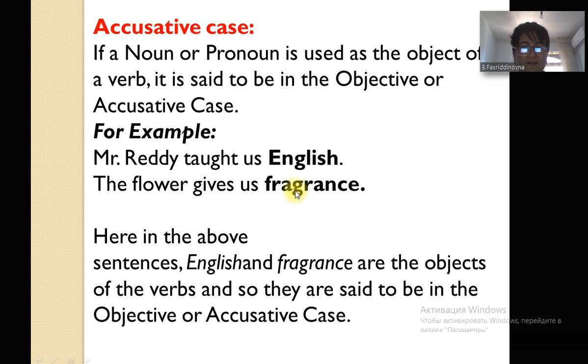The second case in English is accusative case. If a noun or a pronoun is used as the object of a verb, it is said to be in the objective or accusative case. For example, Mr. Reddy taught us English. In this sentence, English is accusative case, and in the above sentences, English and fragrance are objects of the verb, and so they are said to be in the objective or accusative case.